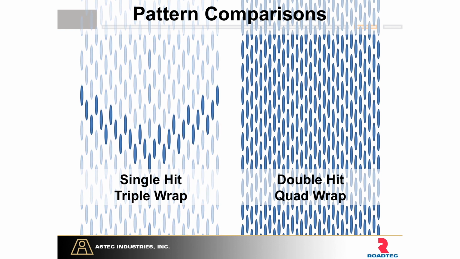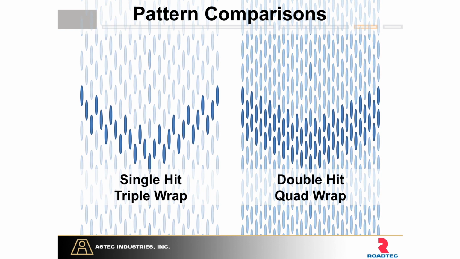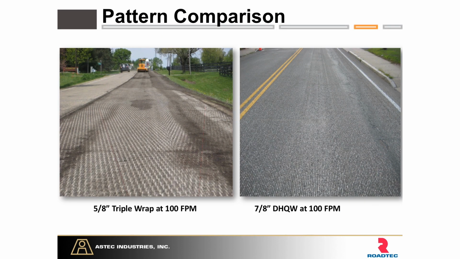Just to illustrate what we're talking about here, on a triple wrap drum, if you sat it down to where we're scratching the ground, when each scroll of teeth strikes the ground, we've got 1 tooth hitting each line in one rotation of the drum, all the way around. Now with a quad wrap, you've got 4 scrolls of teeth, and 2 will strike each line. And that's a pattern comparison at 100 feet per minute.